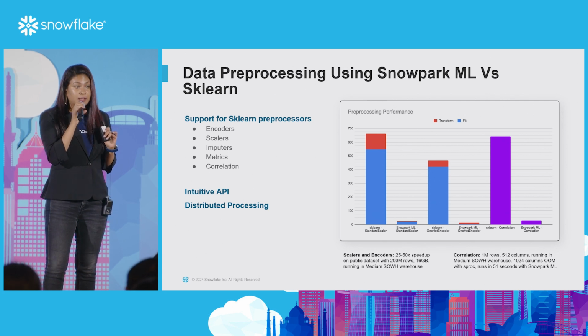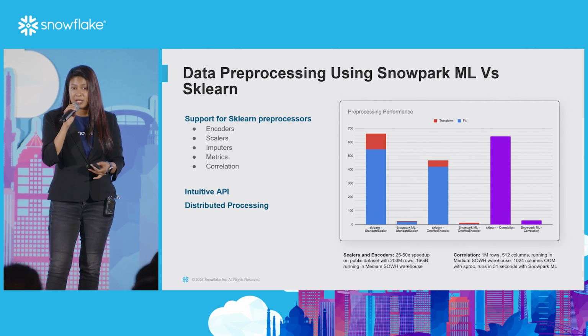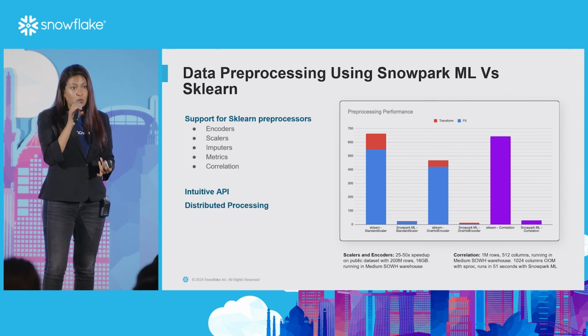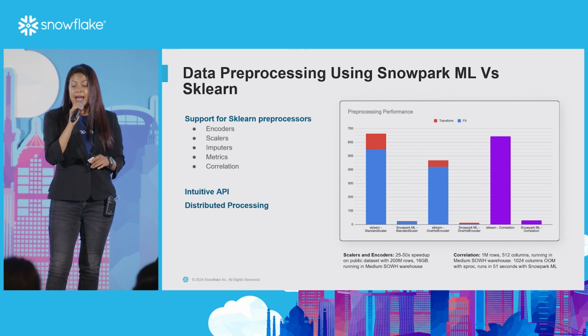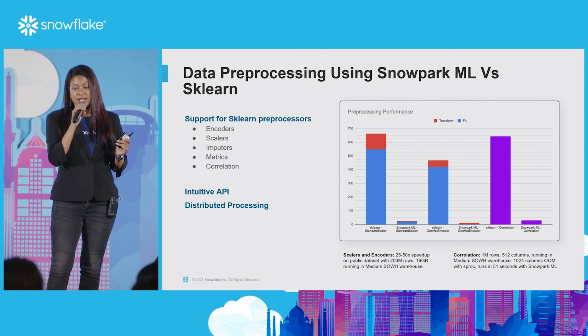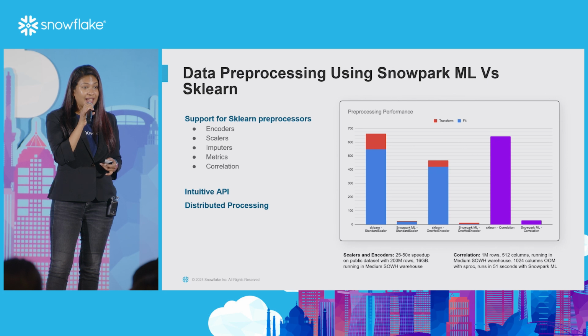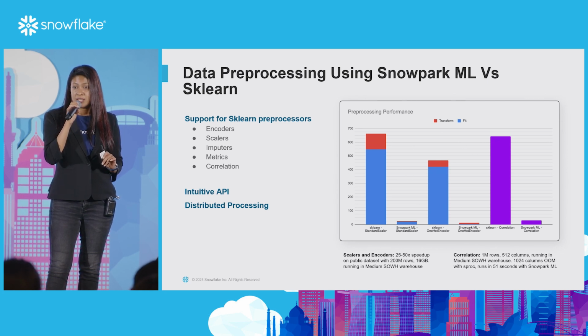Going to one more operation, which is very computationally expensive if you're coming from an AI ML background, which is correlation. For correlation, we are using 1 million rows with a 512 column data set. What you can see is that it takes around 650 seconds without Snowpark ML. But the same operation, the same code, the same data, with Snowpark ML, only takes about 51 seconds. So that's a huge difference.